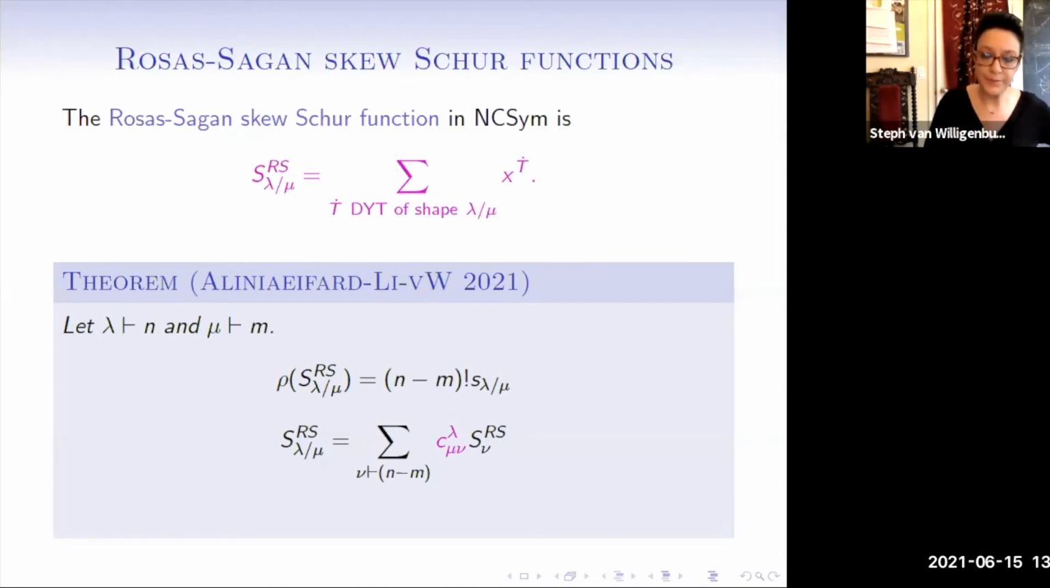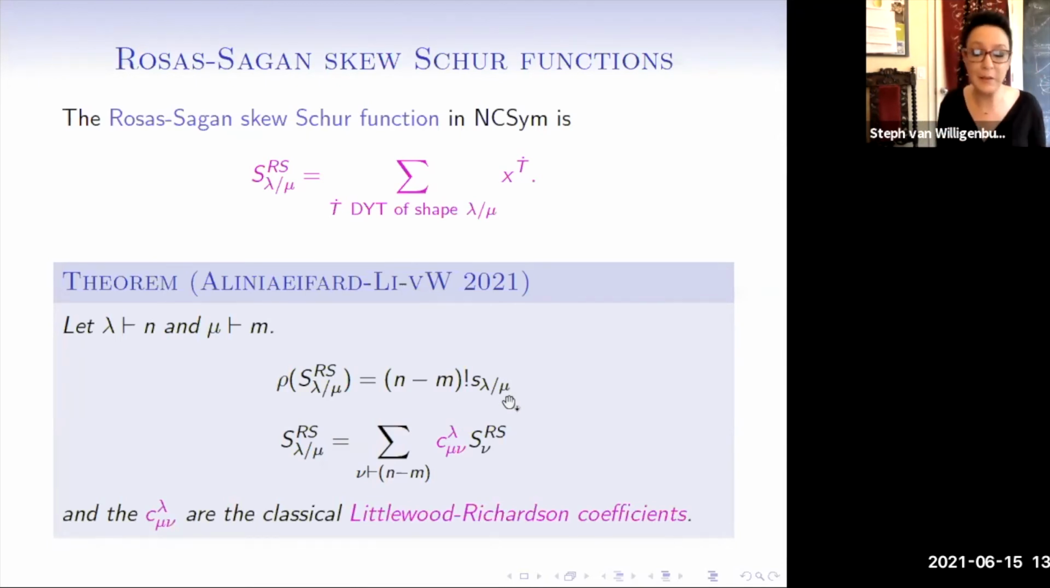And that's not all, because if you then wanted to write your Rosa-Sagan skew Schur functions as a sum of Rosa-Sagan Schur functions, then you get some really beautiful coefficients. Those are positive, they are integers, and they're exactly what you would hope they would be. They are in fact the classical Littlewood-Richardson coefficients, which, remember, is the way of expressing the classical skew Schur functions as a sum of classical Schur functions.